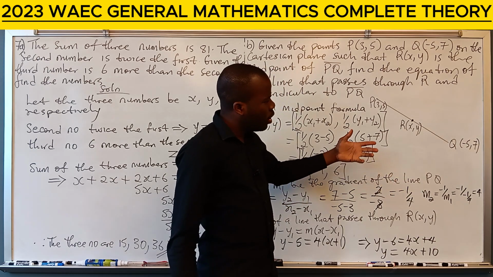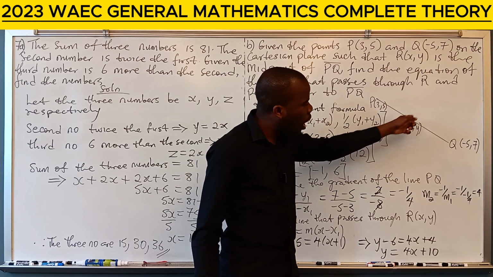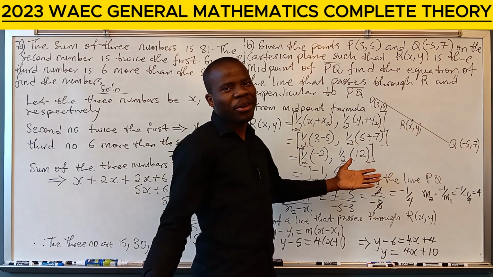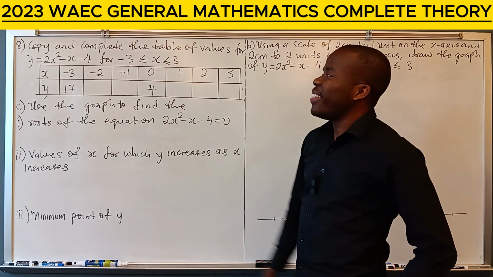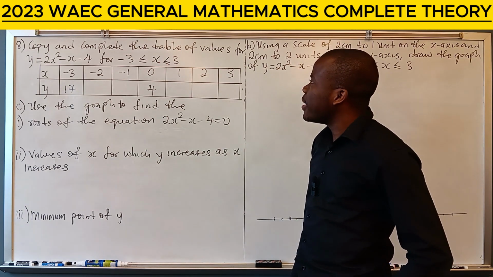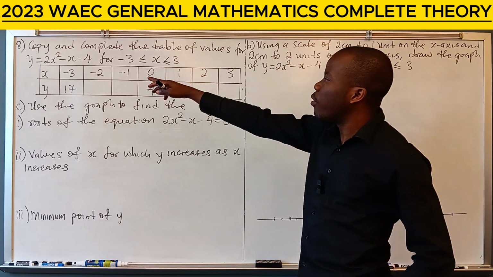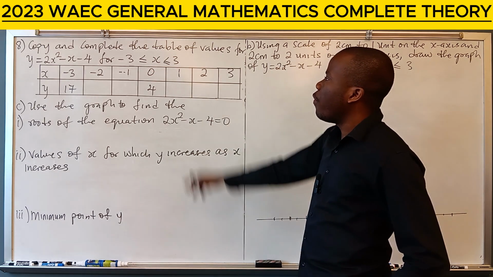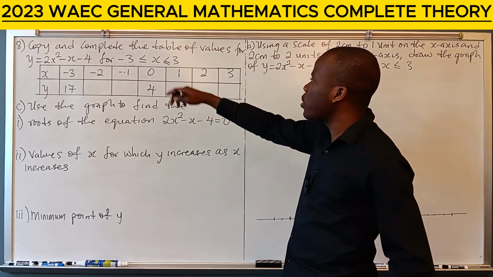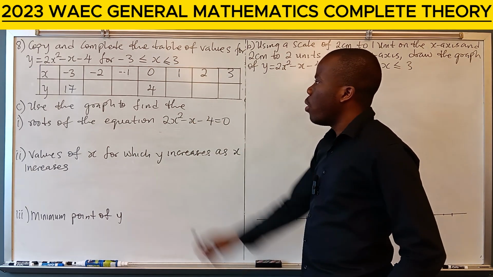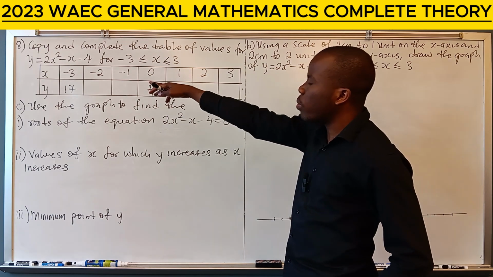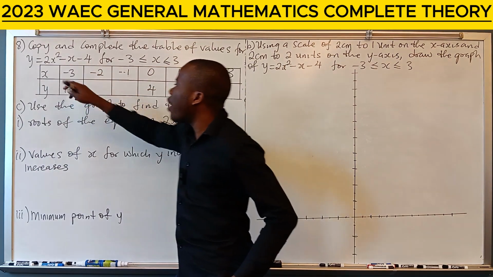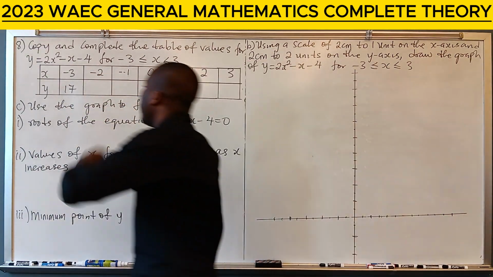If the line that passes through R is parallel to PQ, it means their gradients have to be equal. Question 8 says, copy and complete the table of values for y equals 2x squared minus x minus 4 for the range of x starting from minus 3 to 3 inclusive. What we have to do to complete this table is to substitute the values of x into this equation and find what y is. Let's do that right away.